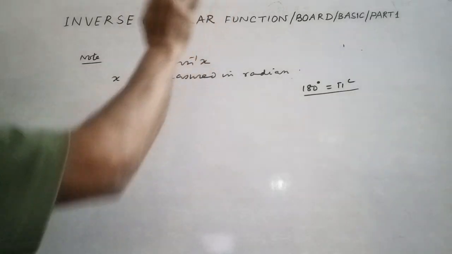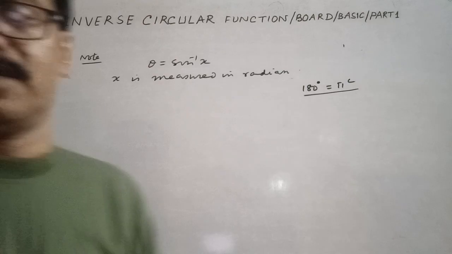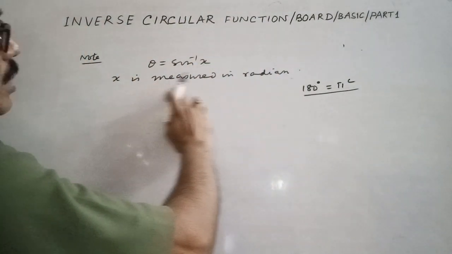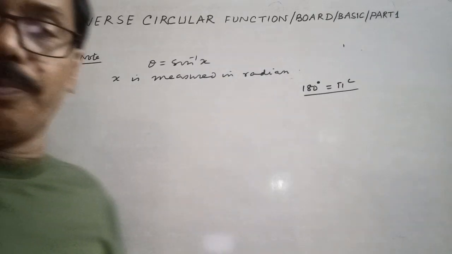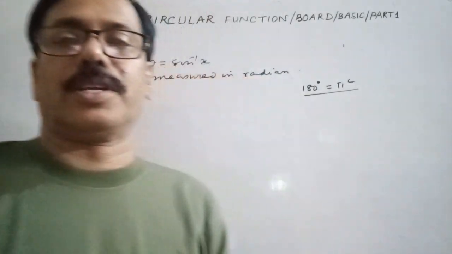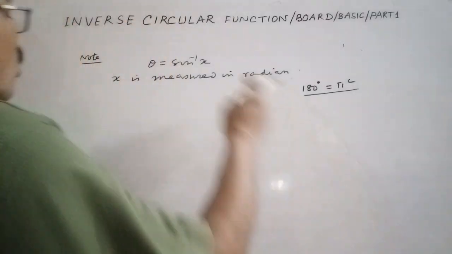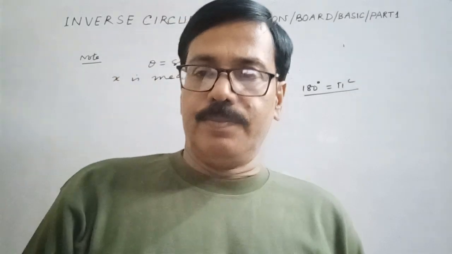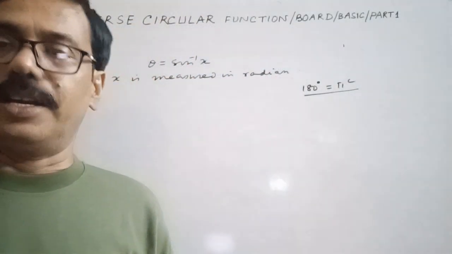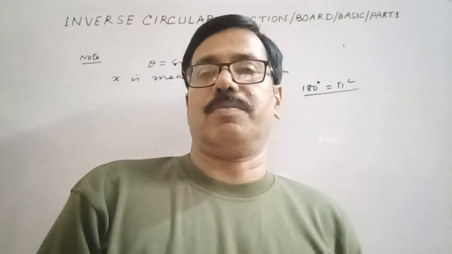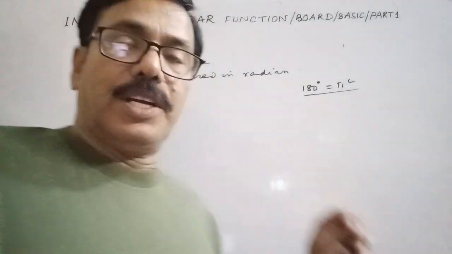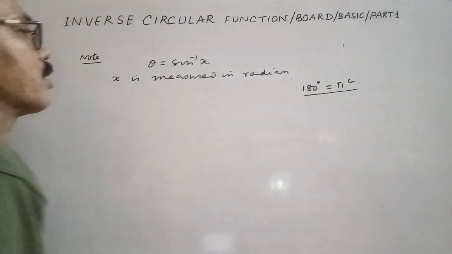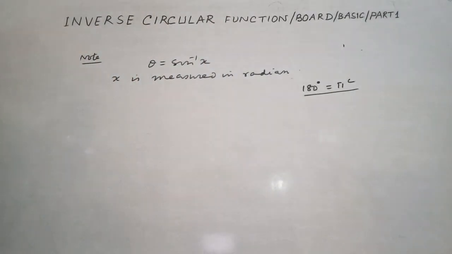That is why the name circular function. And theta, sin inverse x, this angle is measured in radian and it is obtained by the inverse process. That is why it is called inverse circular function. So number one, it is measured in radian, that is, in circular measurement. And number two, it is obtained by the inverse process. That is why it is called inverse circular function.